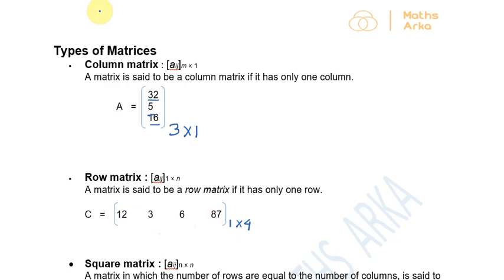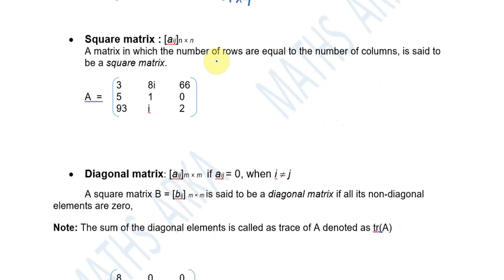Now moving on, this is the square matrix. What is a square matrix? A square matrix is a matrix in which the number of rows is equal to the number of columns. So that should be equal. Whatever be the number of rows, that should be equal to the number of columns. Both should be equal, and then it becomes a square matrix.